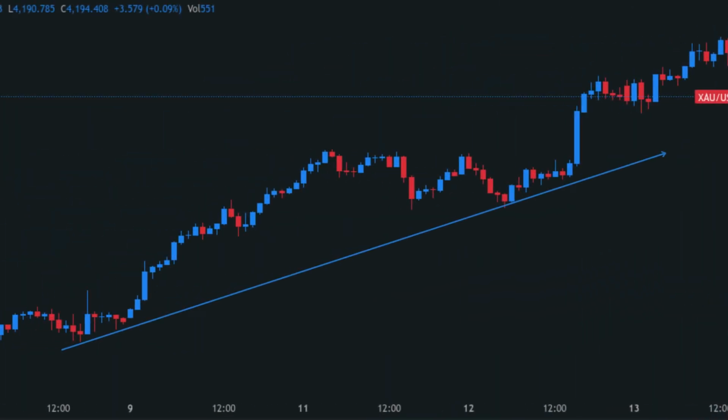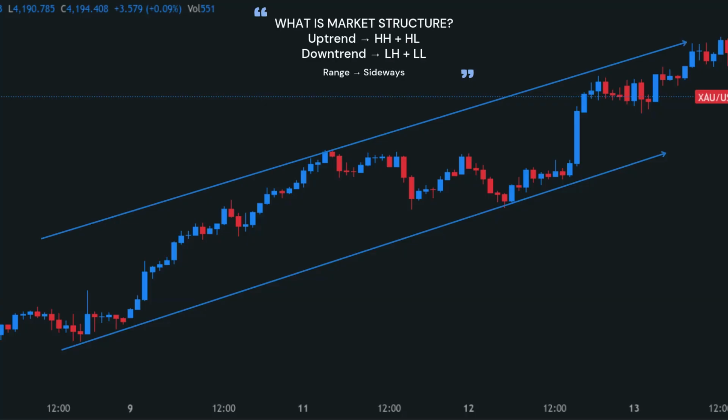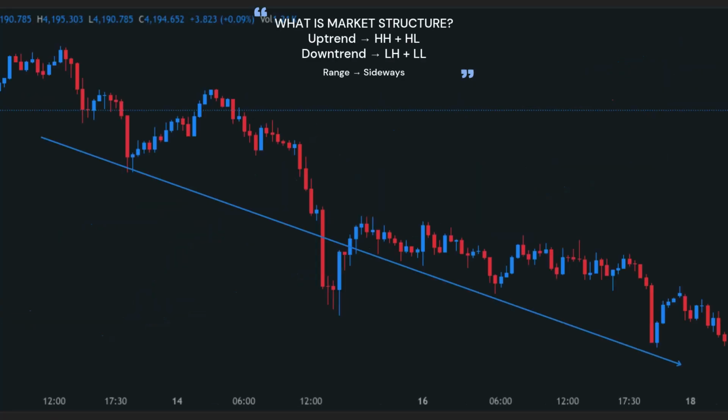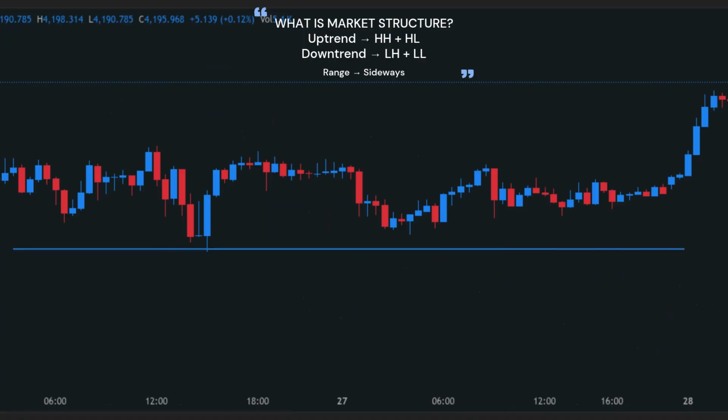When price creates higher highs and higher lows, buyers are in control. When price creates lower highs and lower lows, sellers are in control. When price moves sideways, nobody is in control.